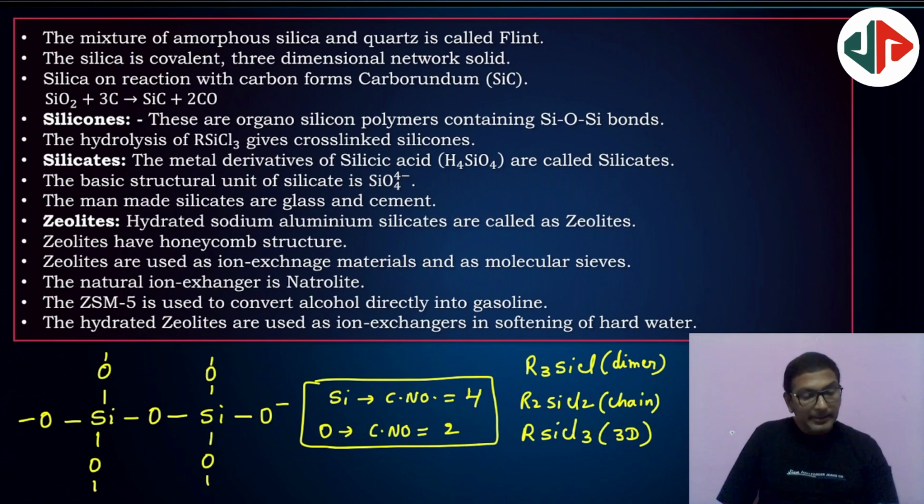Next, silicates. The metal derivatives of silicic acid are silicates. Basic unit of silicates is SiO4 4-. Next, man-made silicates are glass and cement. In these SiO4 4- units will be present.